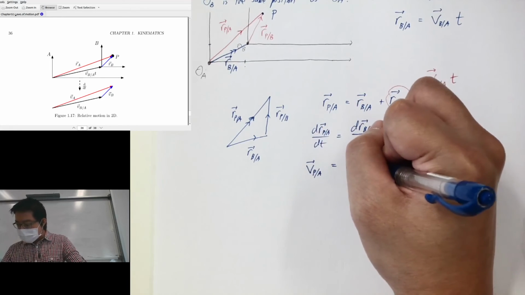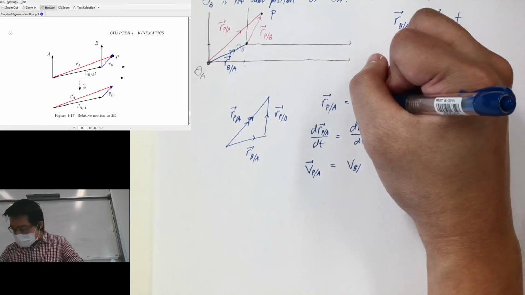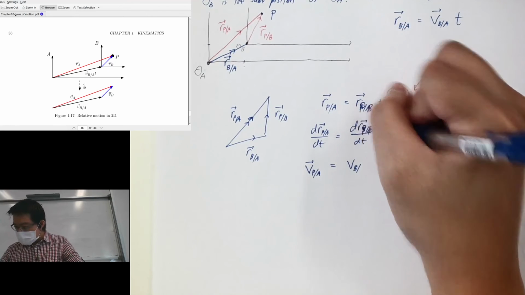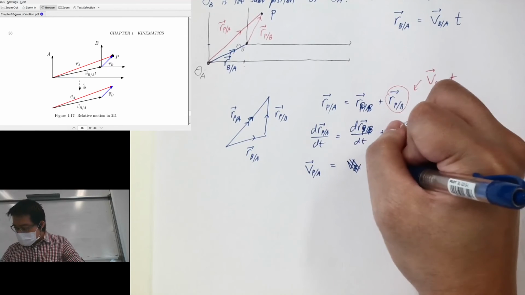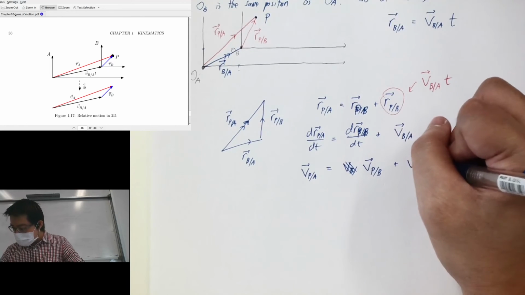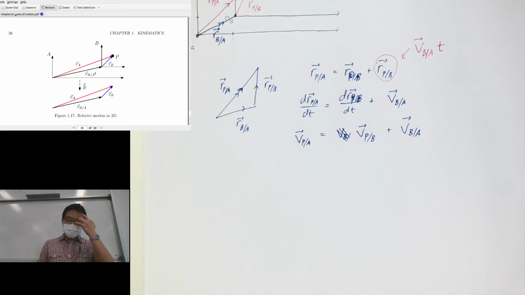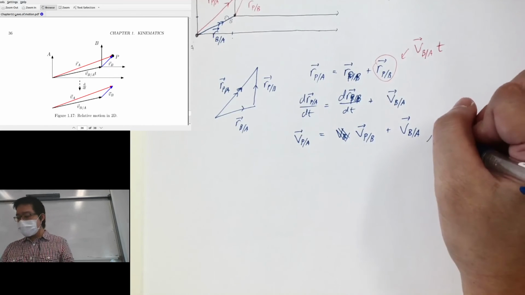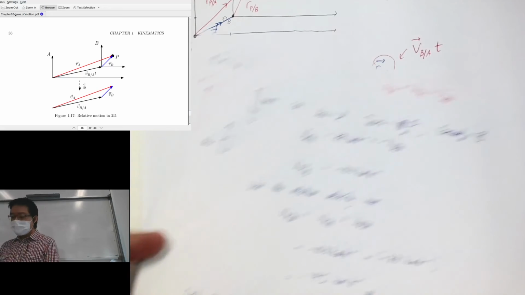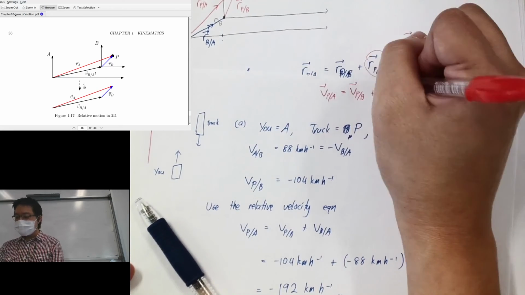This is the velocity of P observed by B, sorry, I used the wrong symbol. P observed by B. And then v_BA. Okay, so this is the transformation for the vector form, right? It's actually exactly the same as this, but you just add the arrow on top. Easy to remember, right?